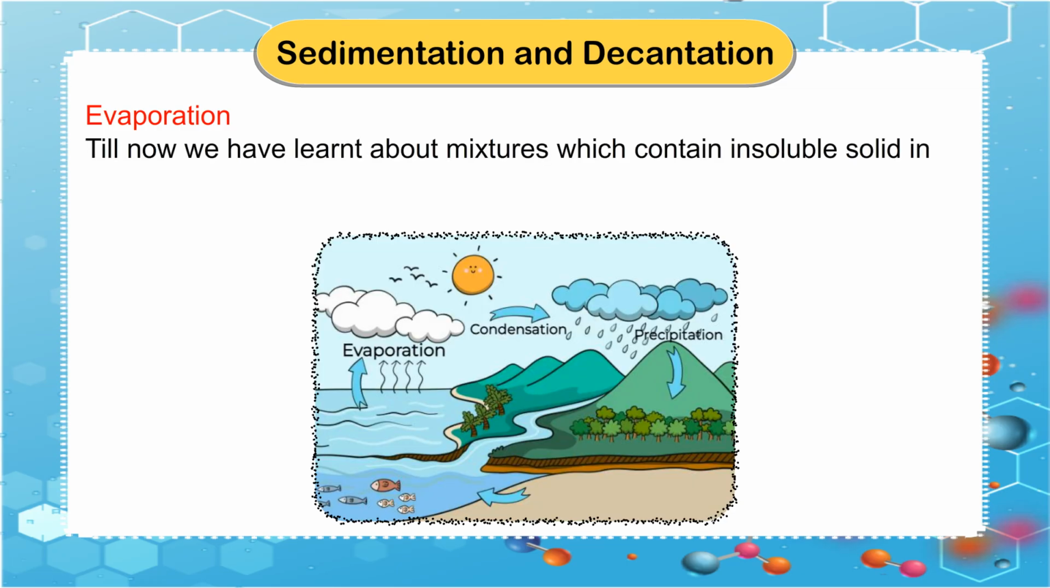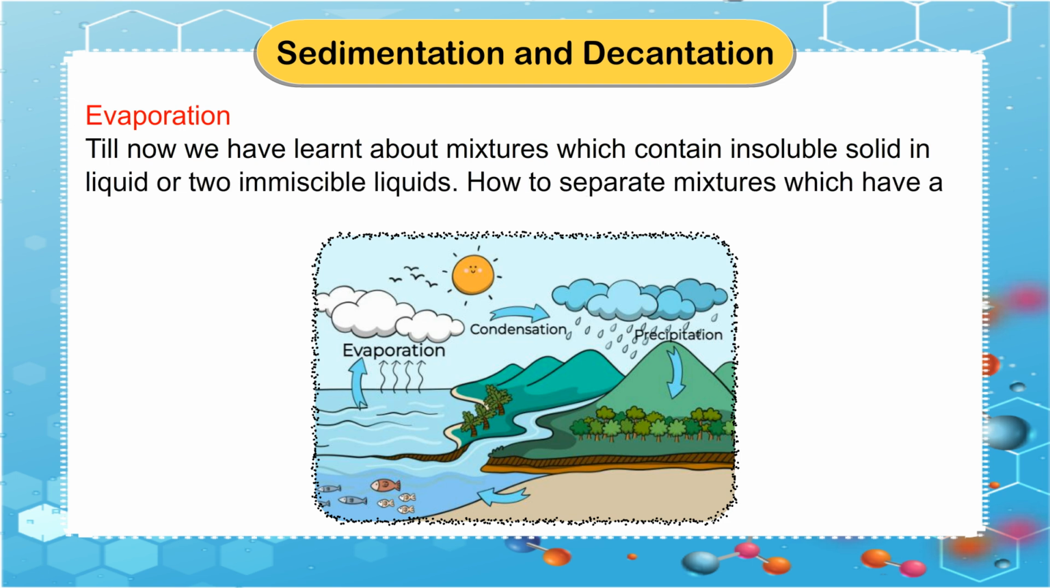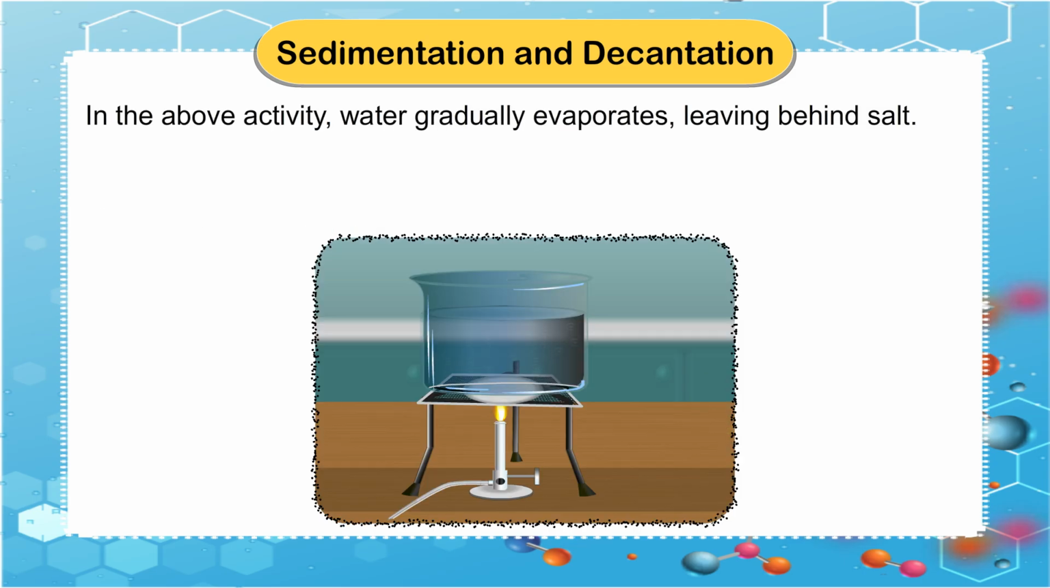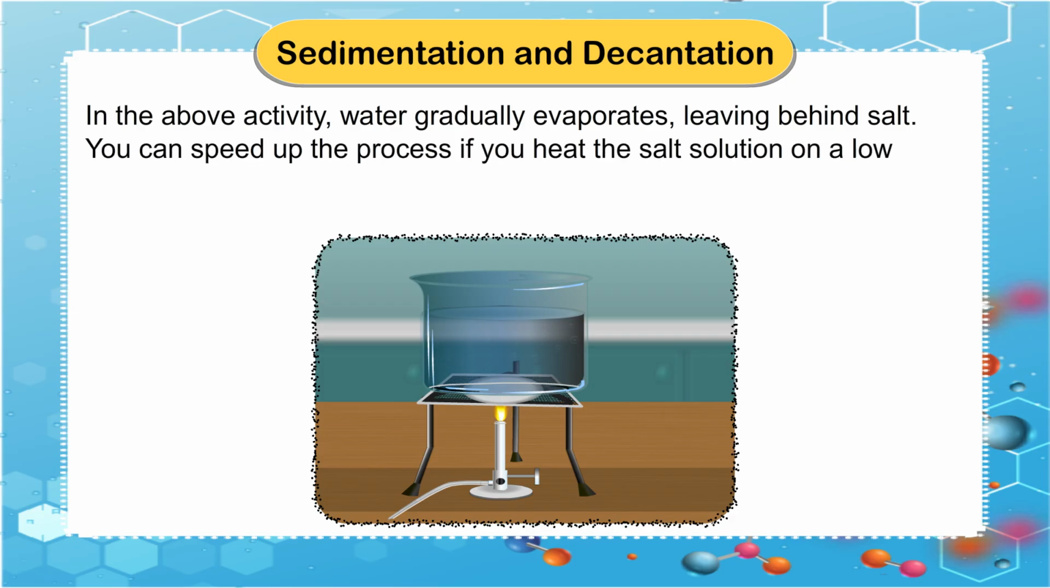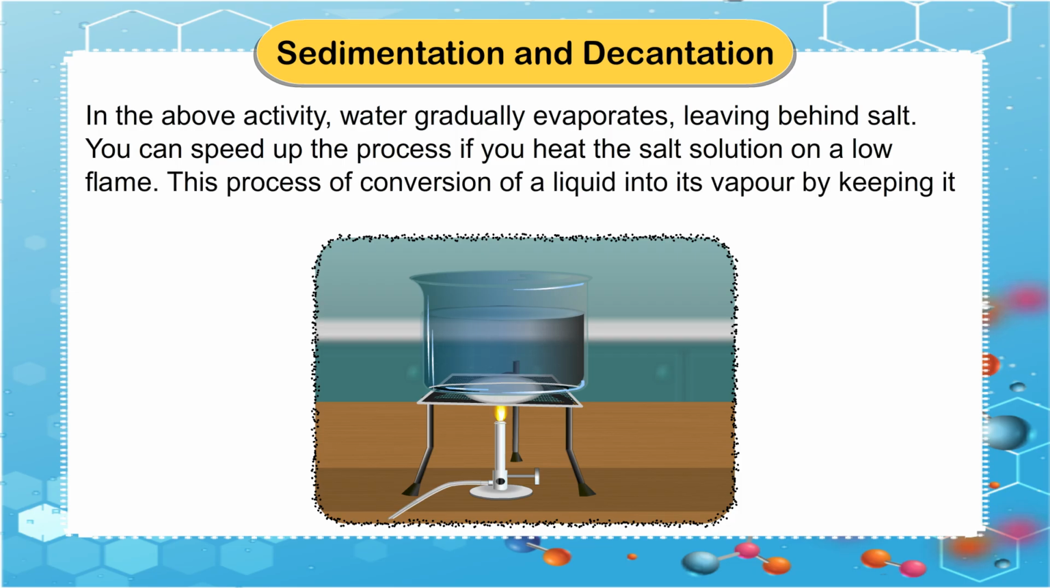Evaporation. Till now we have learnt about mixtures which contain insoluble solid in liquid or two immiscible liquids. How to separate mixtures which have a solid dissolved in a liquid? In the above activity, water gradually evaporates, leaving behind salt. You can speed up the process if you heat the salt solution on a low flame.